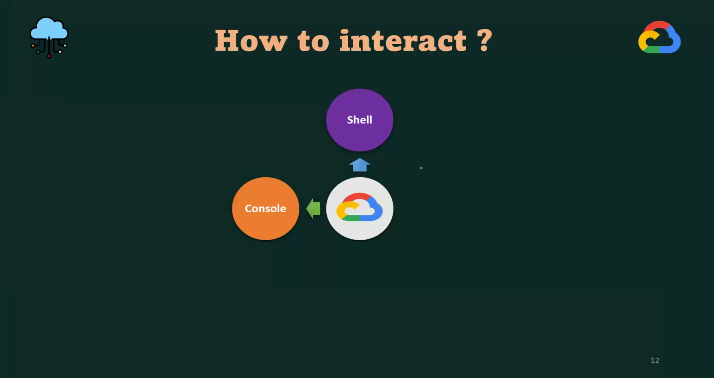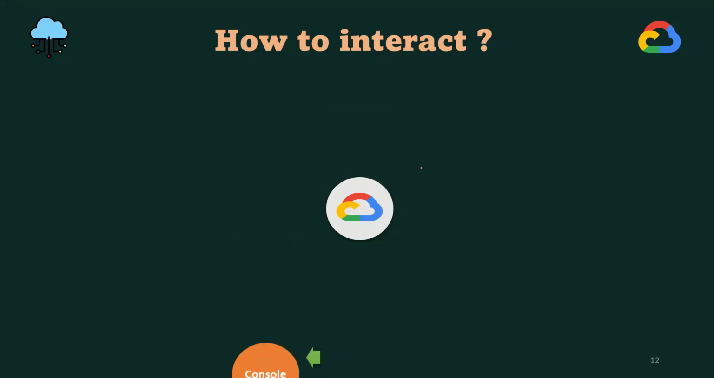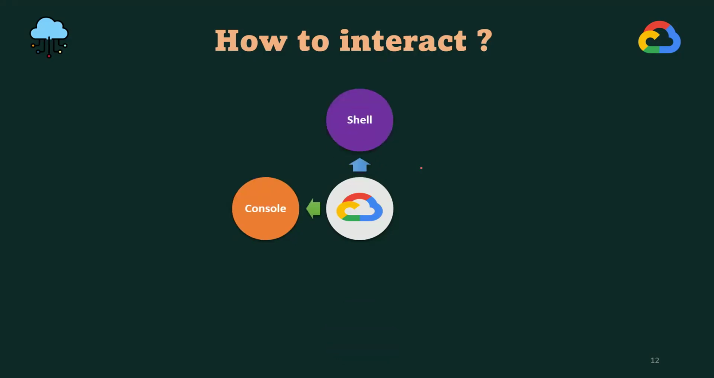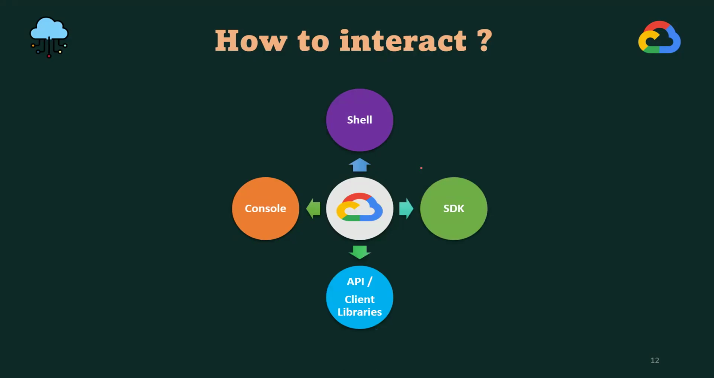So sorry. If one wanted to interact with the GCP services, the first method is the console, the second method is Cloud Shell, the third method is the SDK, and the fourth method is APIs and client libraries. So these are the four methods one can use to interact with the GCP services: the console, the Cloud Shell, the Cloud SDK, and the APIs and third-party tools.